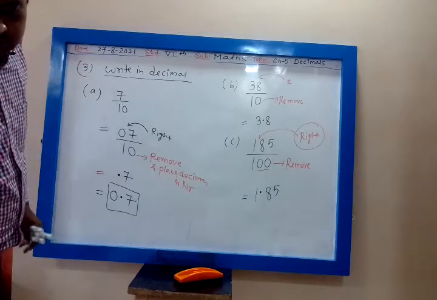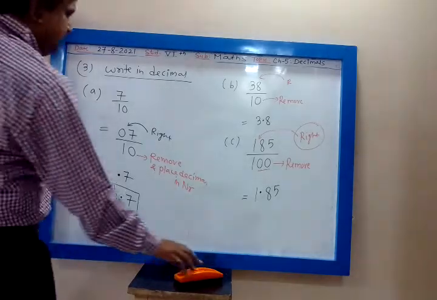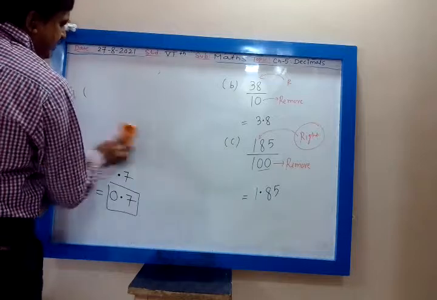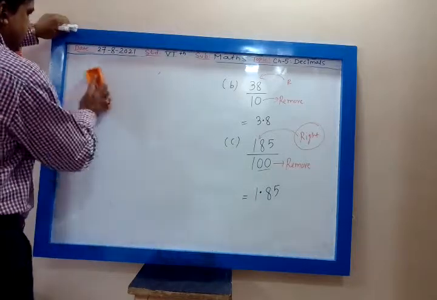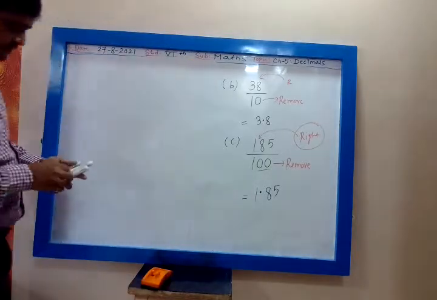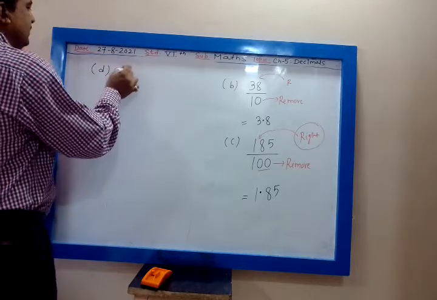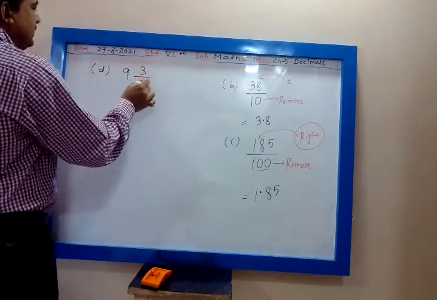Next is 9 and 3 by 10. It is a mixed fraction. Convert it into an improper fraction first. 9 and 3 by 10.